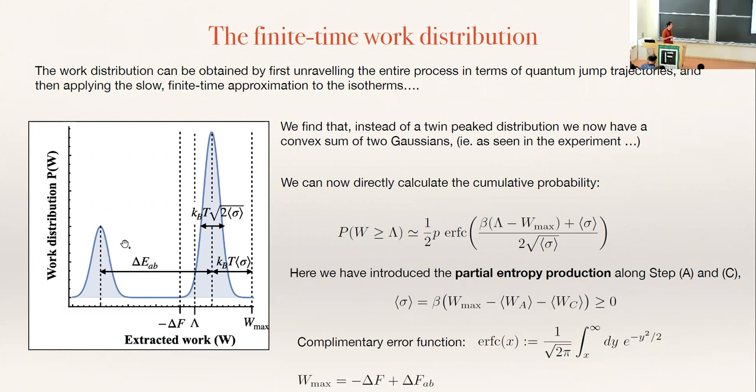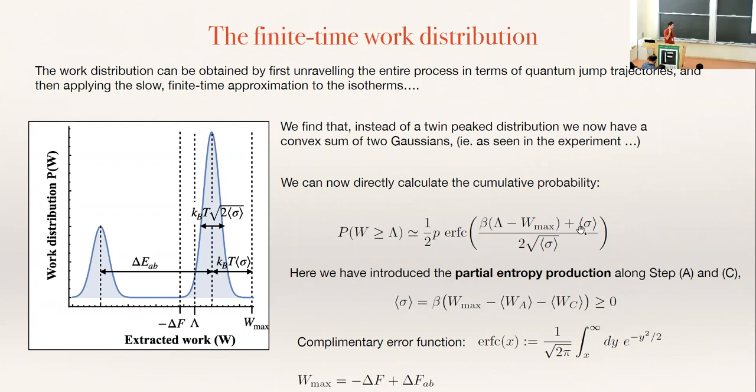And then we see a new quantity becomes relevant. I call this the partial entropy production, which is sigma. And this is measuring the finite width that you now observe in these distributions. So the entropy production is a measure of how suboptimal we're becoming in these finite time corrections. And we can directly calculate a new bound on how likely we are to violate the second law. It's given by this complementary error function, which now depends on this entropy production.